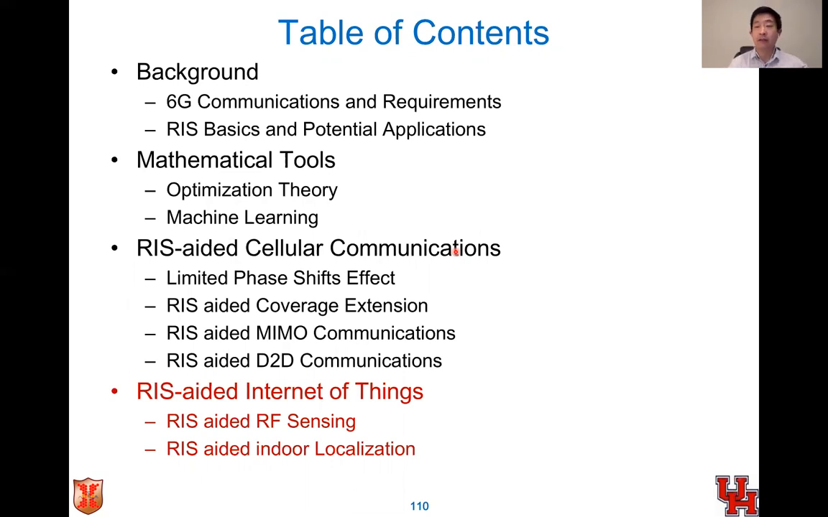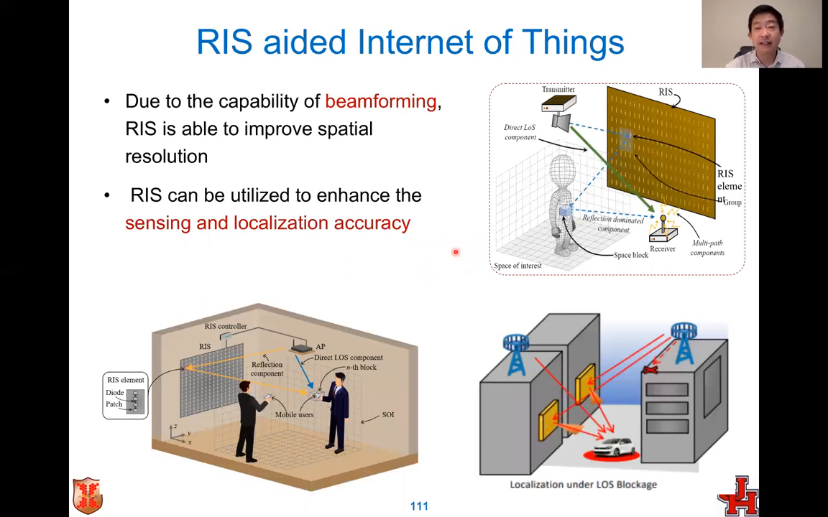Next, we will talk about a real hardware implementation of RIS for Internet of Things sensing and localization. So this is more of the CPS story. For RIS-aided Internet of Things, due to the capability of beamforming, RIS is able to improve the spatial resolution. Because the antenna is an analog antenna with a lot of components, a lot of components means very good aperture, so the beam will be very narrow and can pinpoint the location very accurately. So in this case, indoor localization, or even outdoor, can be very accurate. So RIS can be utilized to enhance the sensing and localization accuracy. This is one of the hot topics.